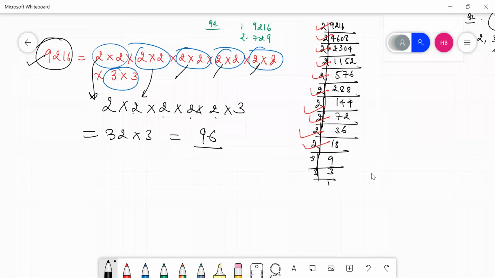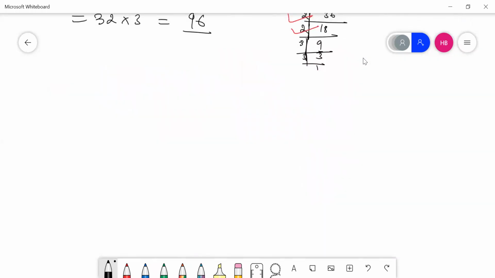Now let's go to the second, 729. Second question is 729. Again, we have to do the prime factorization of this number 729. Since the last digit is not an even number, I have to check for the divisibility test of 3. When I do that, 7 plus 2 is 9, 9 plus 9 is 18, 8 plus 1 is 9. So it means that this is divisible by 3 because 18 is a multiple of 3, right?